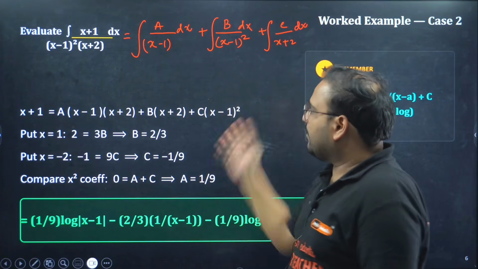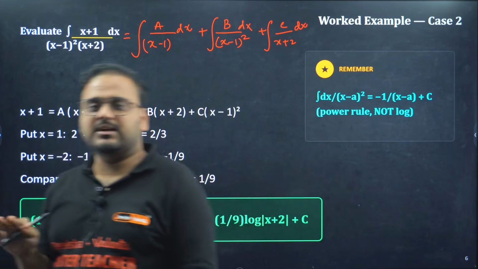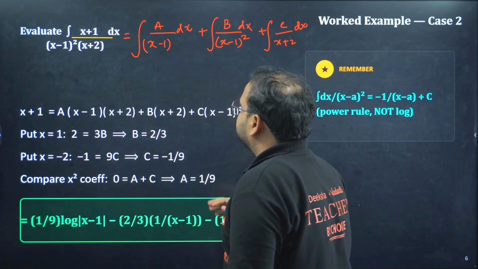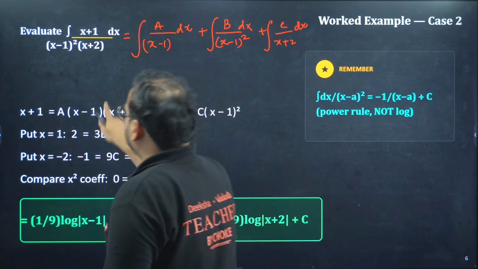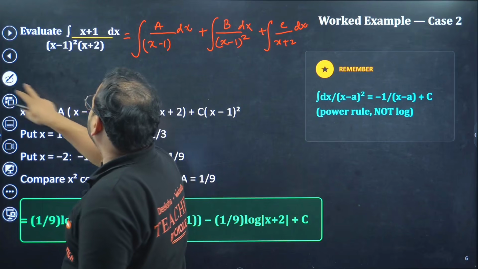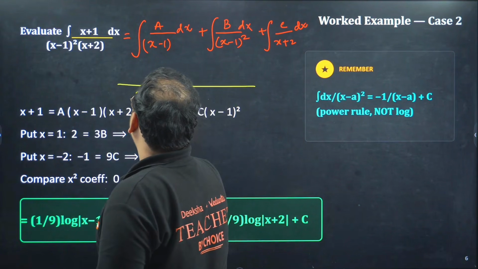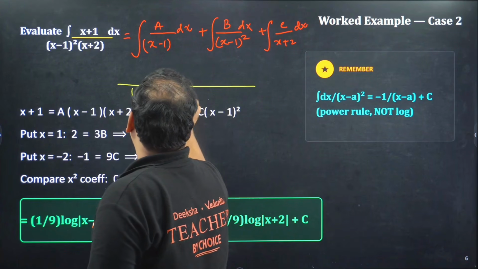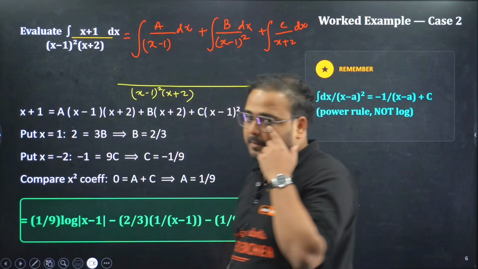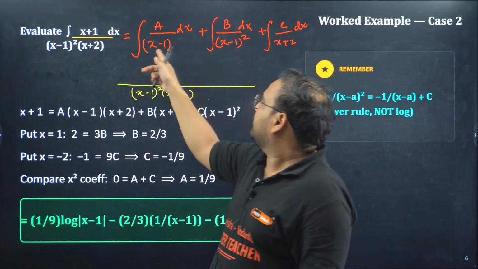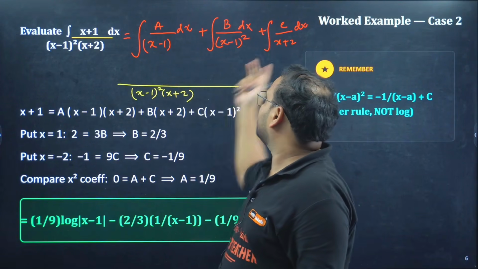So how do you solve this from here? This is just breaking down into the partial fraction form. If I forget about integration for now and solve for the partial fractions, what will be my LCM? x minus 1 the whole square and x plus 2. That's my LCM, correct? If you take the product of these, this will be the value: x minus 1 the whole square times x plus 2.